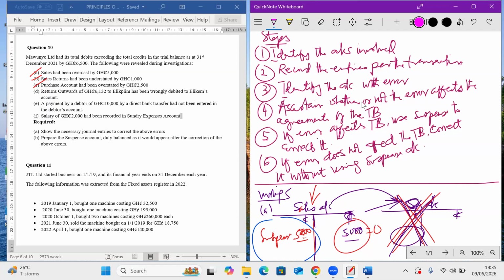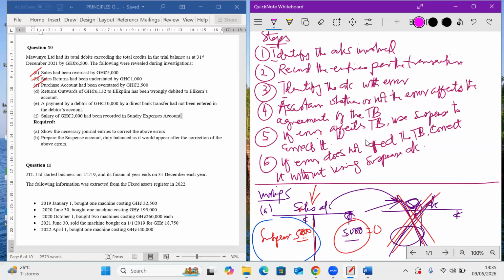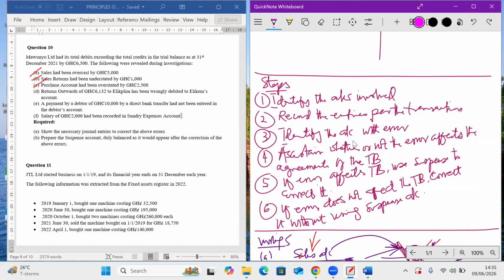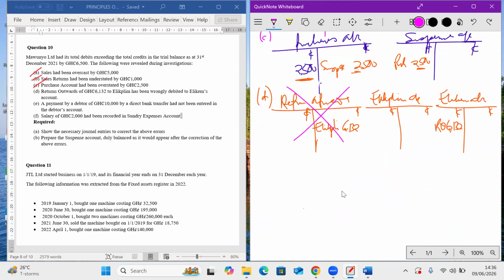Can you hear me? Yes. What's the next step? Ascertain whether the error affects the agreement of the trial balance. Okay, so pay attention. The error, does it affect the agreement of the trial balance? Yes.